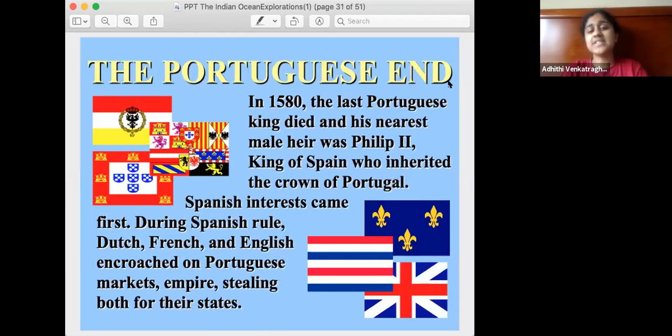As for the Portuguese end, in 1580, the last Portuguese king died, and his nearest male heir was Philip II, the King of Spain, who inherited the crown of Portugal. Spanish interests would come first. So during Spanish rule, Dutch, French, and English encroached on Portuguese markets and empire, and they stole both for their states.